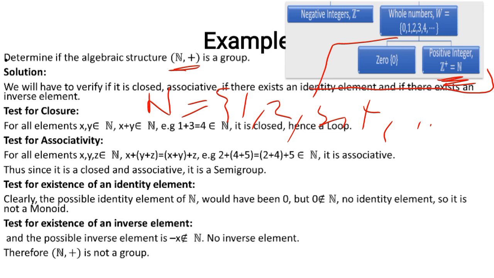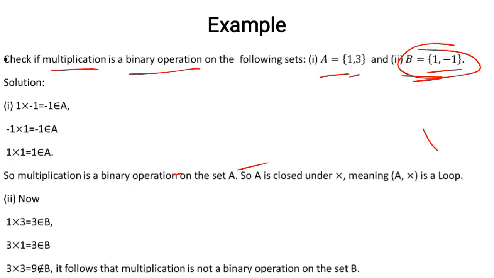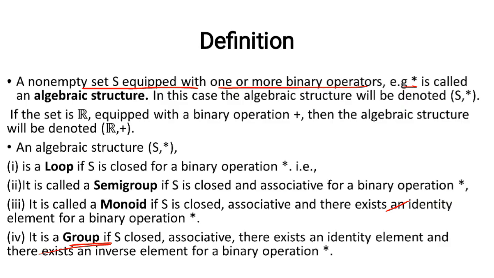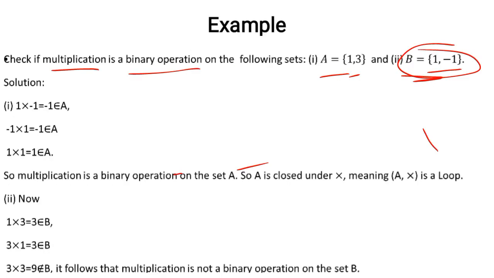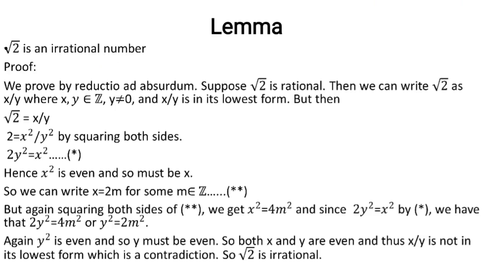Now that we know that, we want to check if it is a group. What do we need to show something is a group? Let's go back to the previous slides where we defined group. To show something is a group, we need to show that it is closed. We need to show it is associative. We need to show that there exists an identity, and we need to show there exists an inverse. So let's go back and see how to solve it.